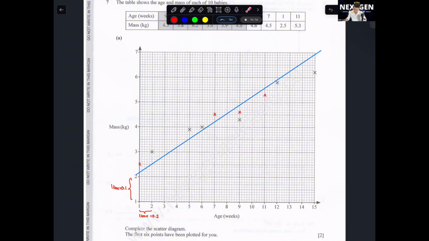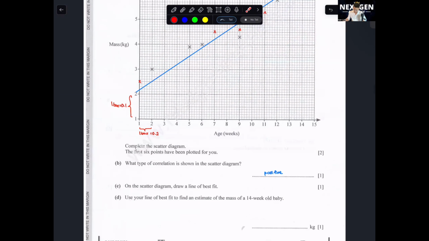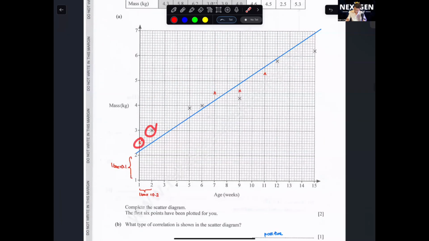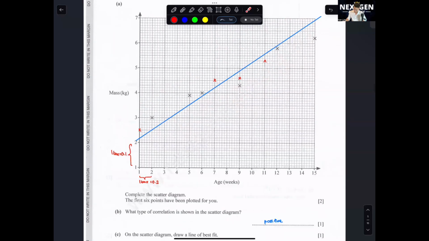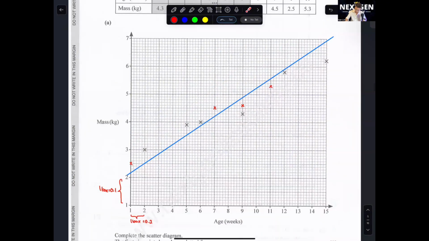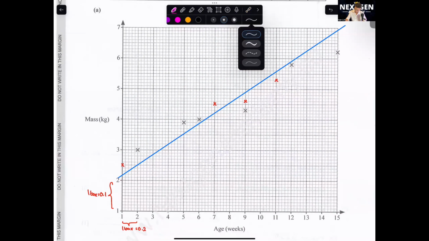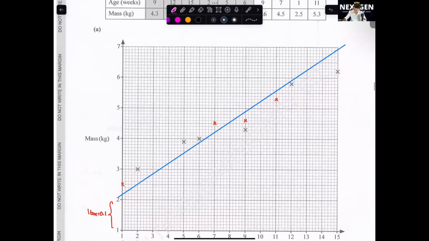Okay, so there will be a range of values that they will accept based on here. So based on mine, 1, 2, 3, 4, 5 at the bottom. Where is 14-year-old baby? Based on the graph, we're going to draw a line from 14 all the way here. Here would be 6.6. Based on mine, it is 6.6.